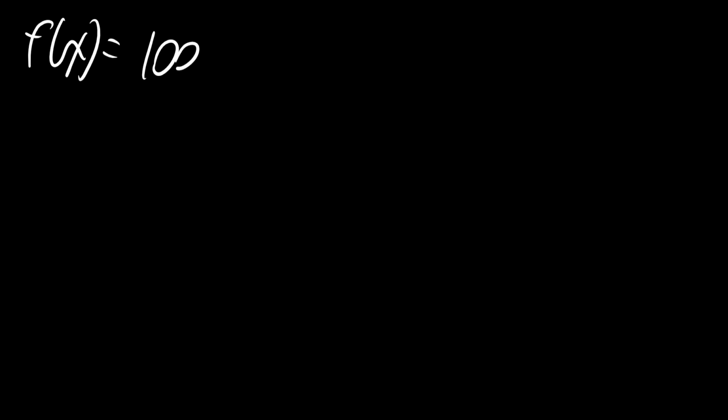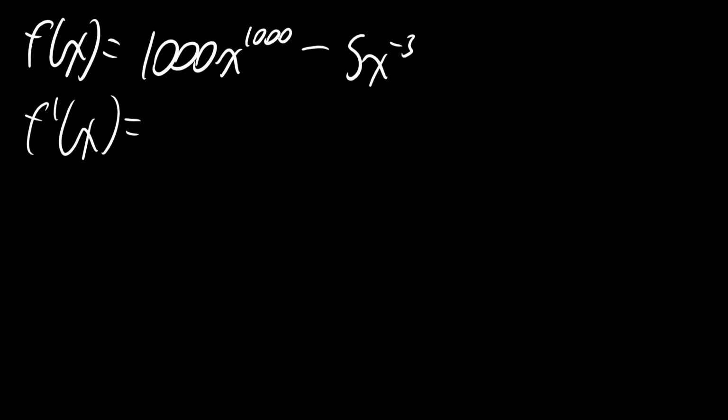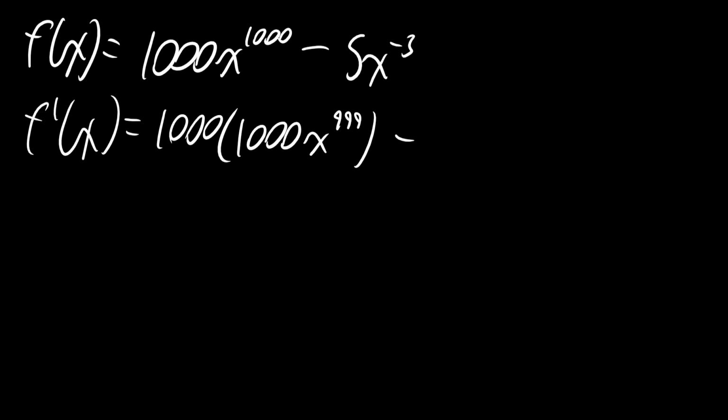Let's do one more, just for old time's sake. 1000x to the 1000, big numbers, minus 5x to the negative 3. Very contrasting exponents. So let's differentiate this. We have the constant 1000 multiplied by 1000x to the 1000 minus 1, which is 999, minus 5, and then we bring down the negative 3, x, and then negative 3 minus 1 is negative 4.